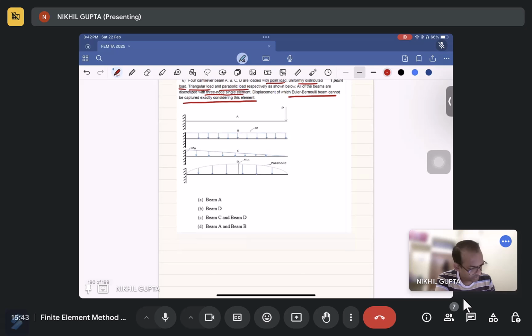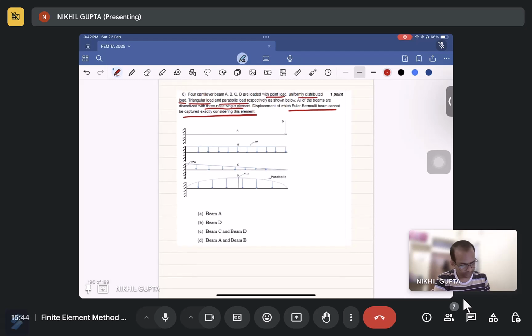Okay. So can anyone think about this question? How to start this question? What to write? Yes, from how I solved it, for a 3-node element the displacement will depend upon the fifth degree, meaning x to the power 5.